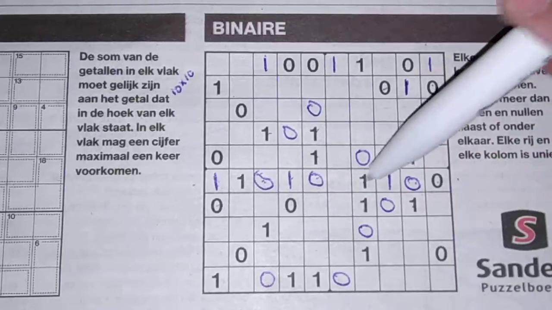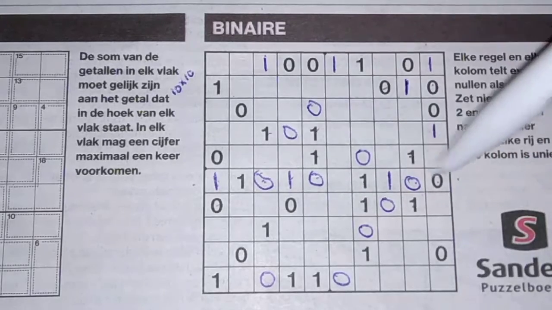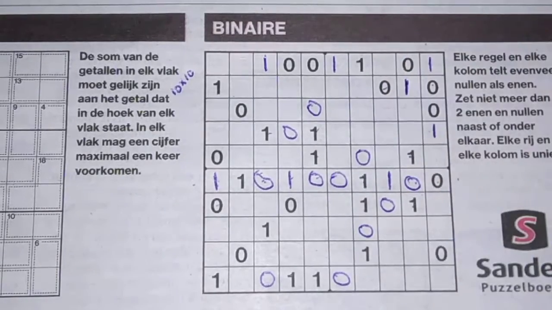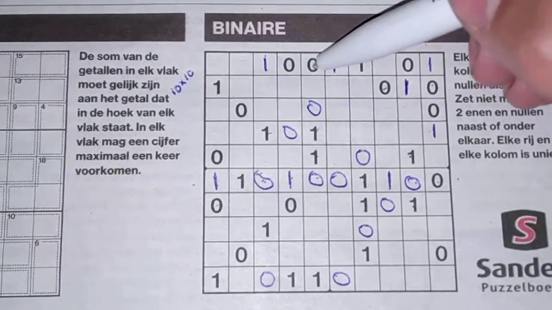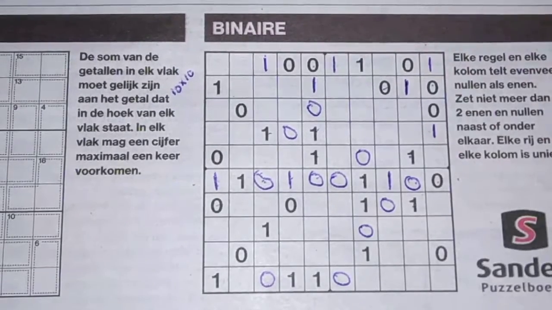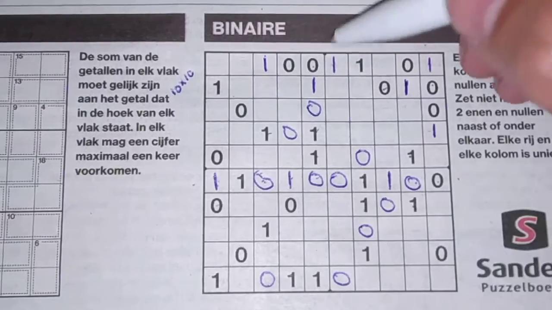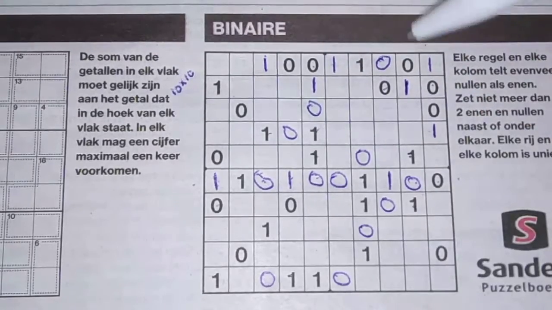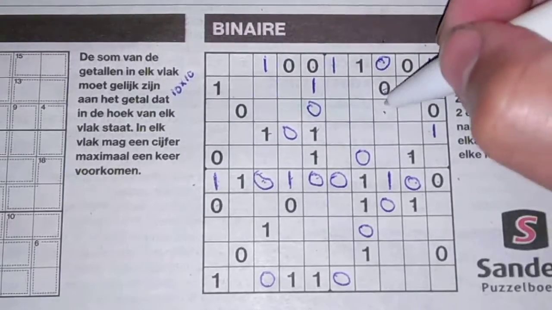1, 2, 3, 4, 5. Five 1s, so the rest are 0s. Between two 0s comes a 1. Double 1 here and 0, there and 0. Double 0 here and 1, there and 1.